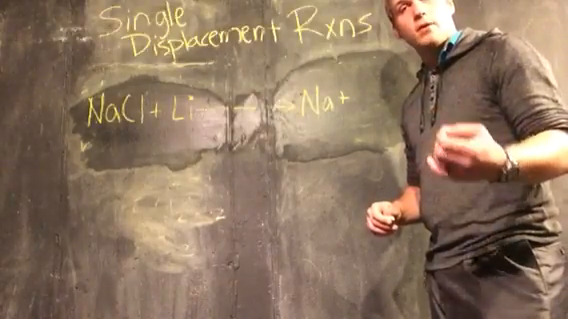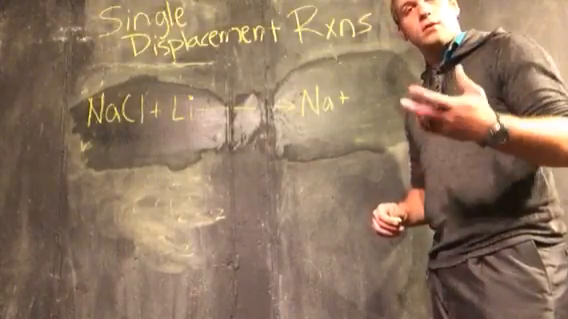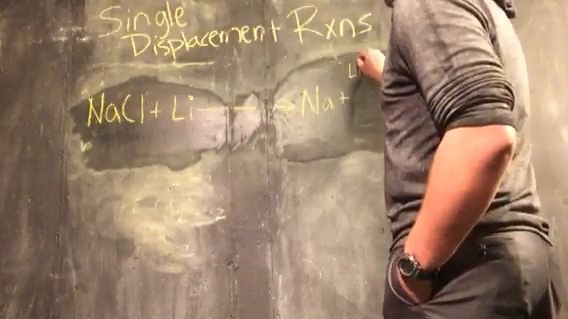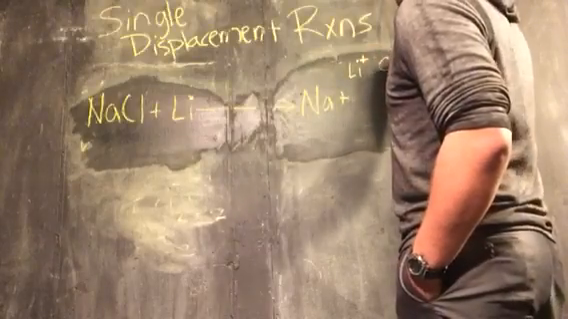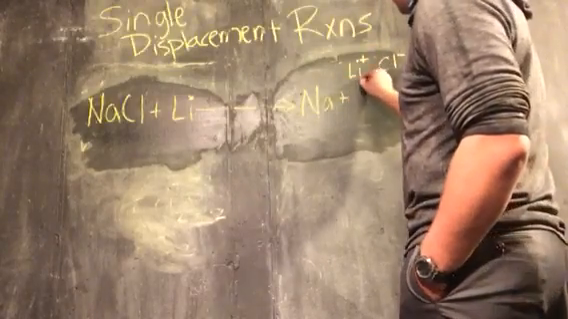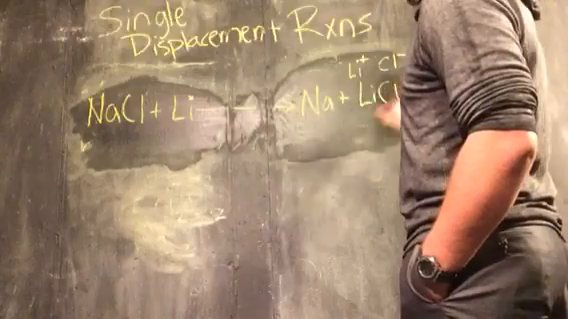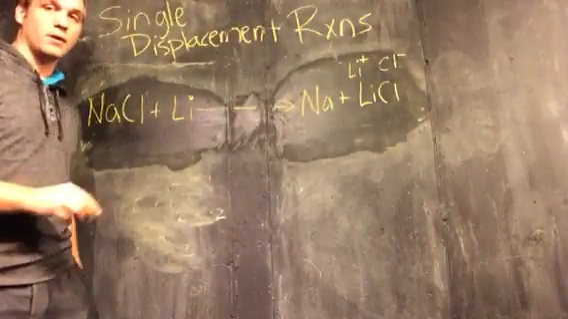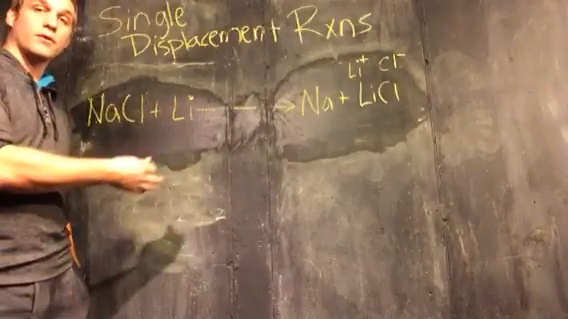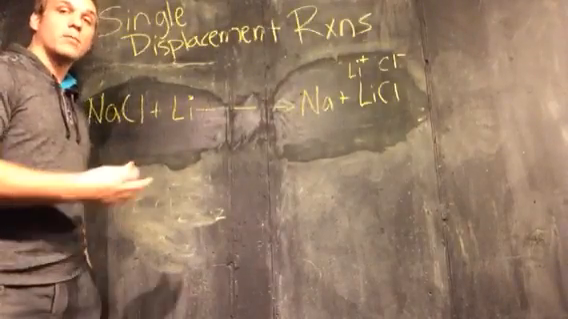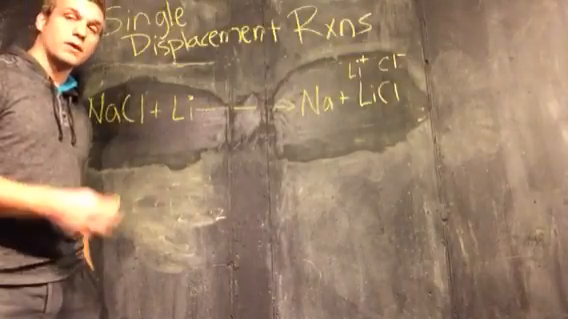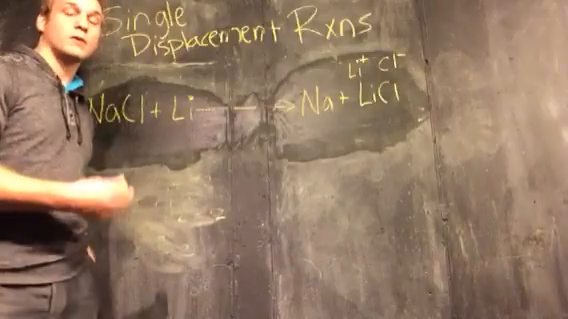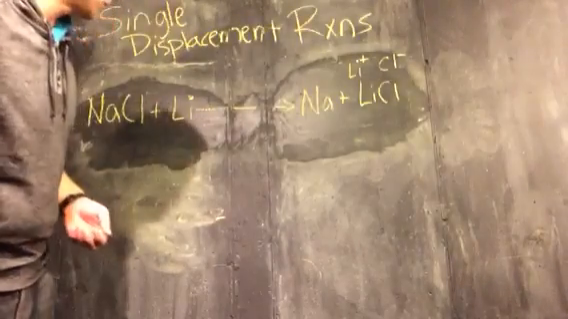Well, you have lithium and chlorine. Lithium is the positive charge, so it goes first. Lithium, chlorine, 1-to-1 ratio, lithium chloride. LiCl. Okay? So you have NaCl plus lithium gives you sodium plus LiCl. Okay, so that's an example of single displacement reactions. The higher one will take the place of the lower ones.